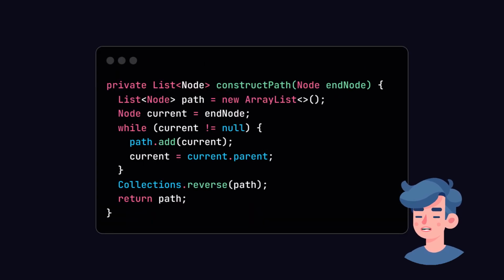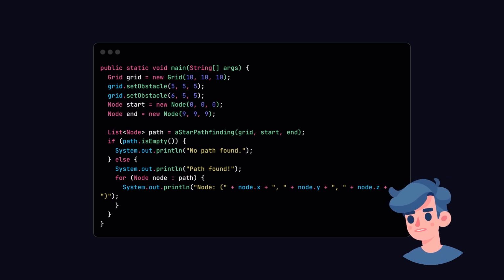We will also need a method to reconstruct the path once we reach the destination. This method will trace back from the end node to the start node using the parent properties. That's it. We have successfully implemented the A* pathfinding algorithm in 3D.